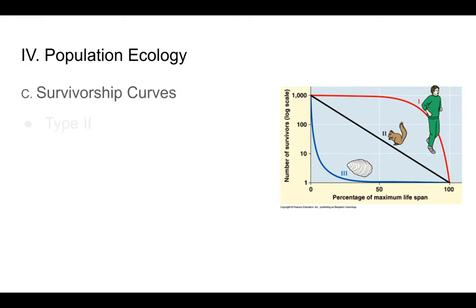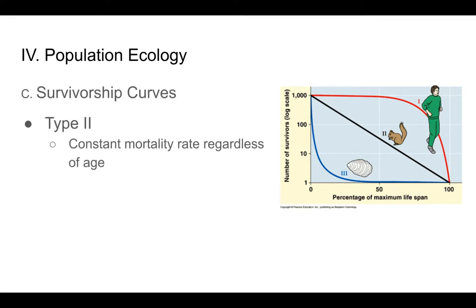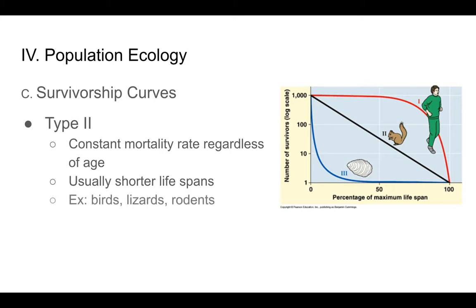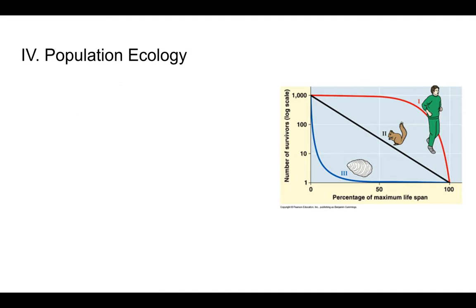Type 2 survivorships are in the middle of the graph. There's not that much to say about type 2 survivorships, except there's a constant mortality rate throughout life, regardless of age. So age doesn't really seem to play a factor on whether you survive or die. These are individuals that typically have a shorter lifespan: birds, lizards, rodents, and there's not really a reproductive strategy that is associated with type 2 survivorship curves.